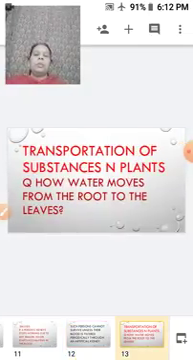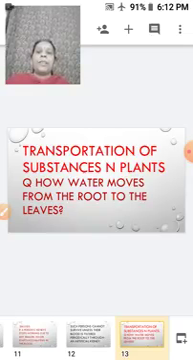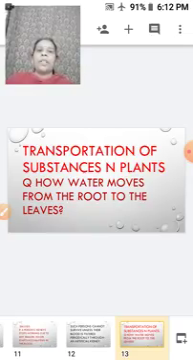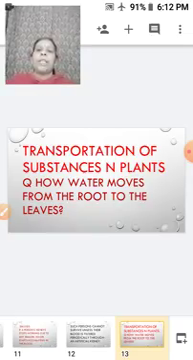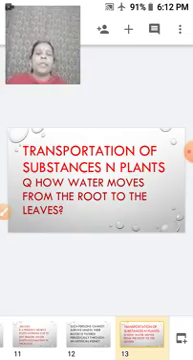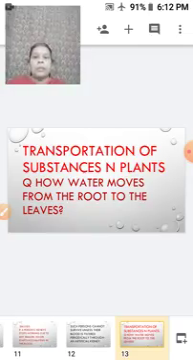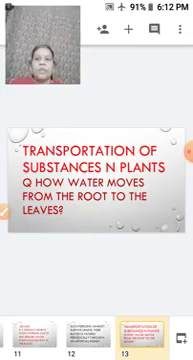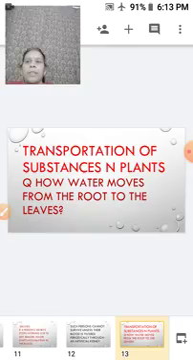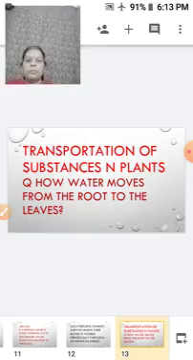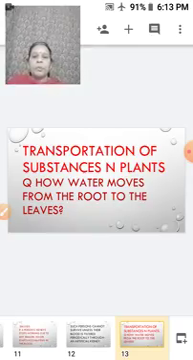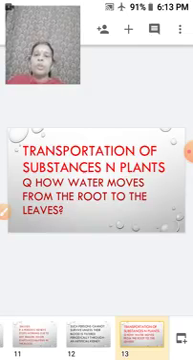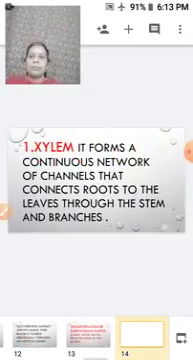Now, till date, whatever we were studying about the transportation of food, transportation of waste, now let's start off with the transportation of substances in the plants. So here we will start with the first question: how water moves from the root to the leaves and to all the other parts of the plant.